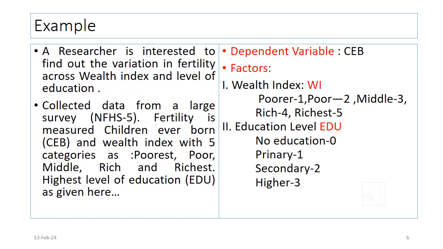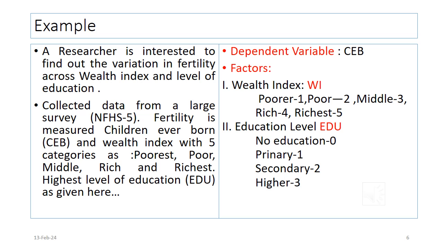Here we will illustrate how to calculate the analysis of variance with an example. A researcher is interested in finding out the variations in fertility across wealth index and level of education. The hypothesis is that as the wealth index, or richness, increases, there will be a decline in fertility, and as the level of education increases, there is a likelihood of decline in fertility. Data are collected from a large survey, that is NFHS 5.